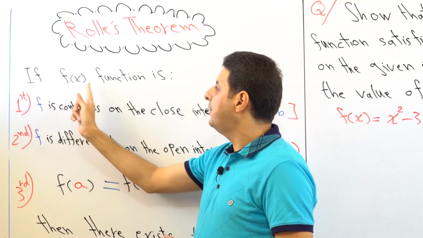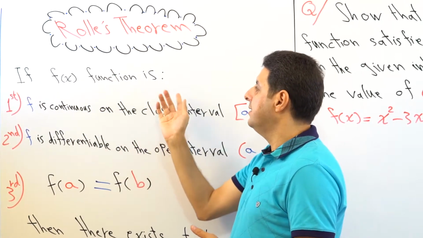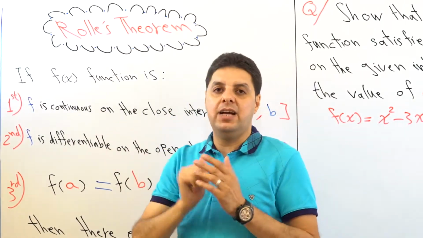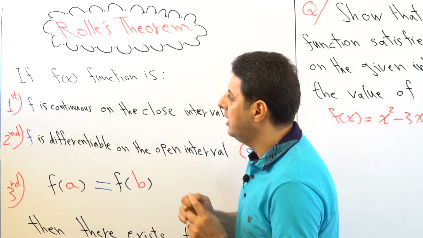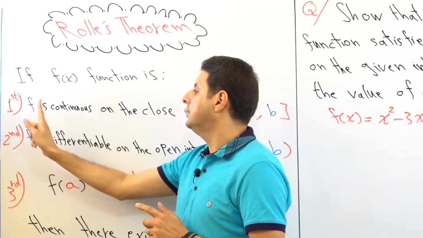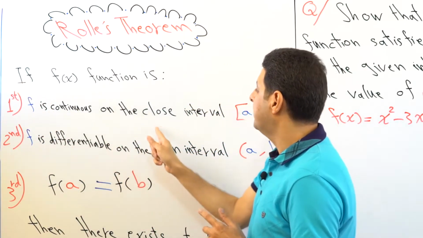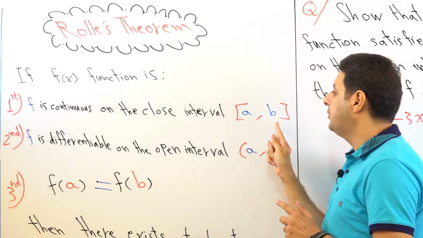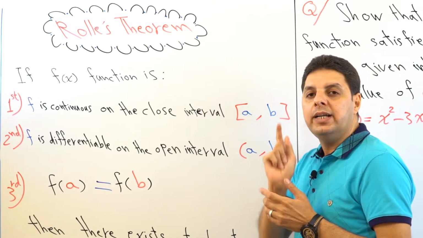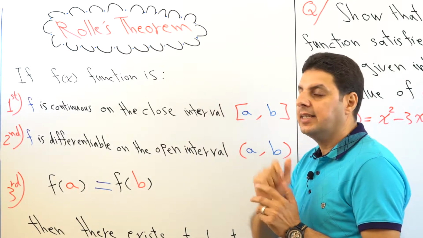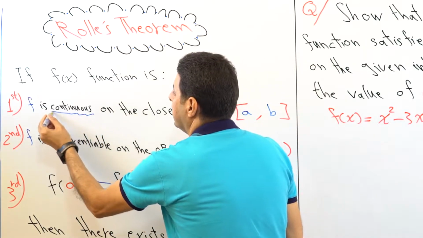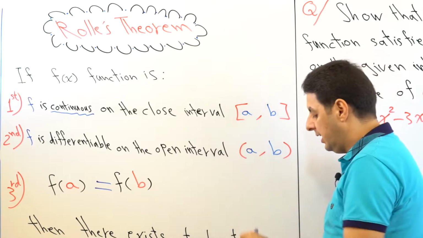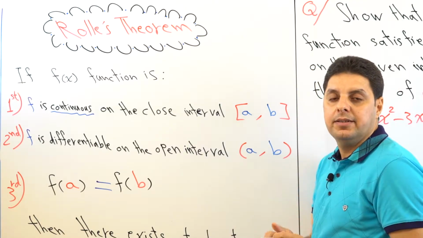If f of x is a function satisfying three conditions. First condition: f is continuous on the closed interval a to b.